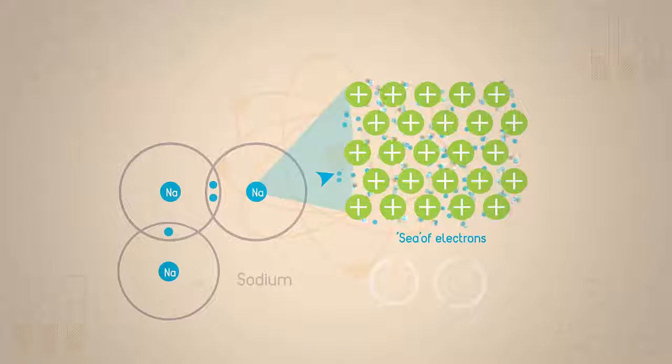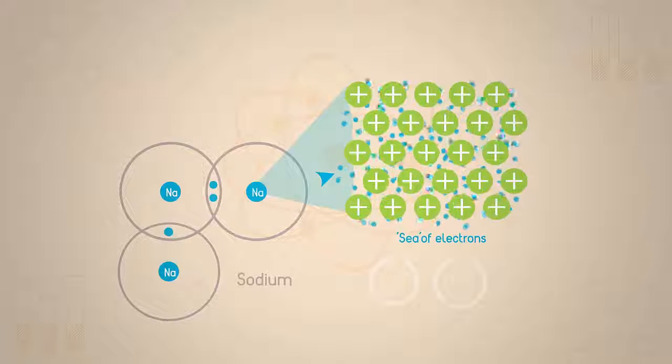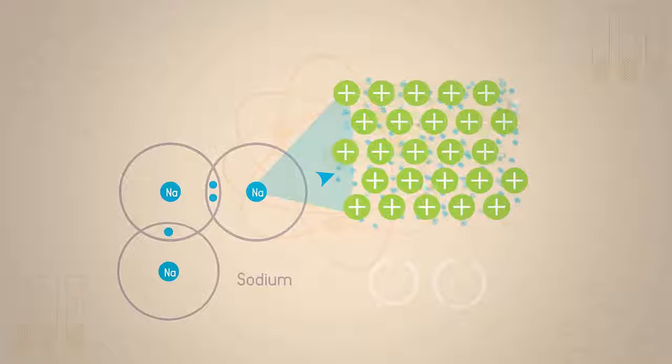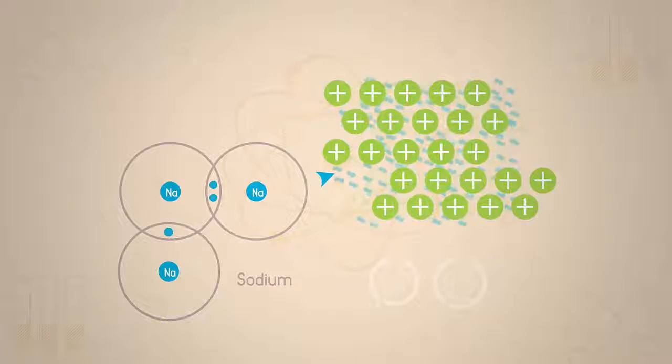The loose electrons mean metals conduct electricity and heat very well. The non-fixed nature of the bonds means that the atoms can slide past each other, so metals can bend and melt very easily, but they will be difficult to vaporize.